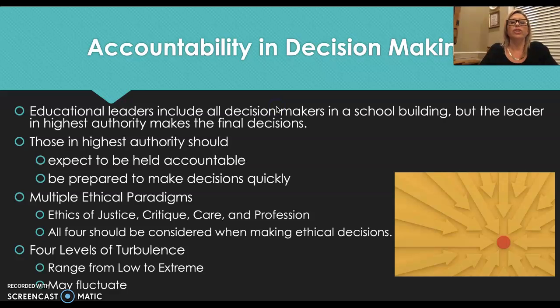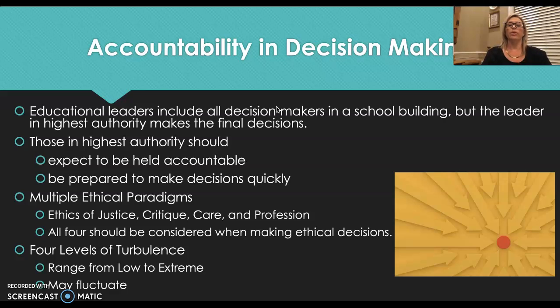Minute by minute, educational leaders are asked to make moral decisions that impact the lives of everyone in their building. And sometimes these decisions must be made quickly with little background knowledge. In buildings with distributed leadership, all educational leaders make decisions, but the final decisions are made by the leader in highest authority. In general, that is the building principal, and they should expect to be held accountable.